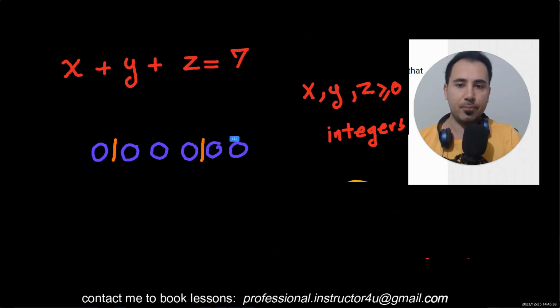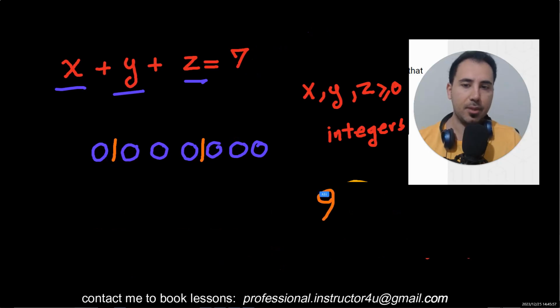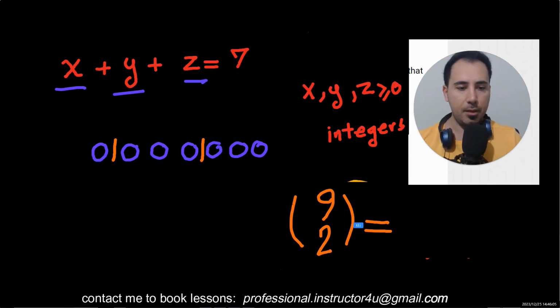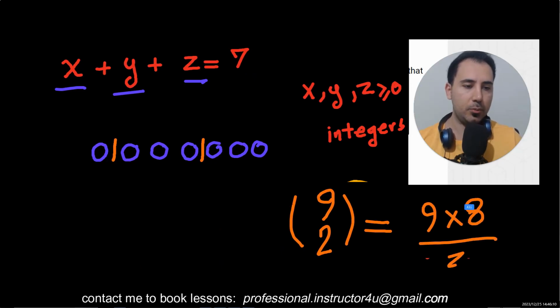So we're going to have 7 apples. Because we have 3 variables, we're going to need 2 bars only. Good. So count the number of items we have: 1, 2, 3, 4, 5, 6, 7, 8, 9. We have 9 items. How many bars do we have? 2. That's the answer. Very simple. And we could simplify it: it's going to be 9 times 8 over 2, so it's going to be 36.